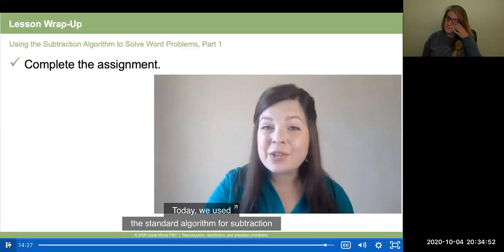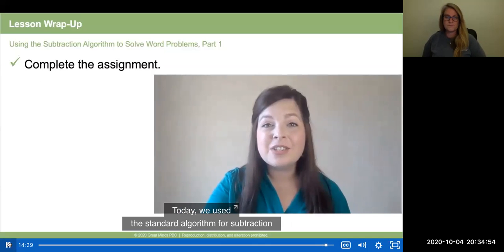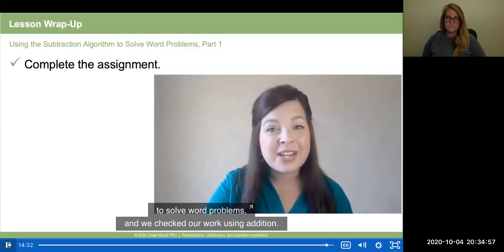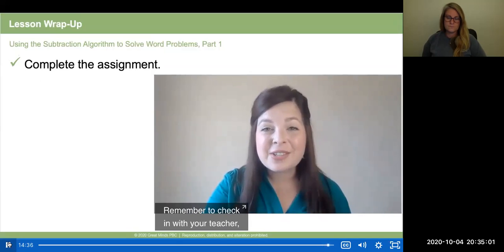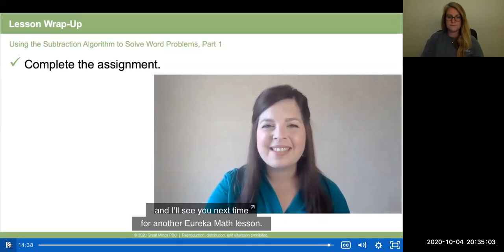Today, we used the standard algorithm for subtraction to solve word problems, and we checked our work using addition. Remember to check in with your teacher, and I'll see you next time for another Eureka Math lesson.